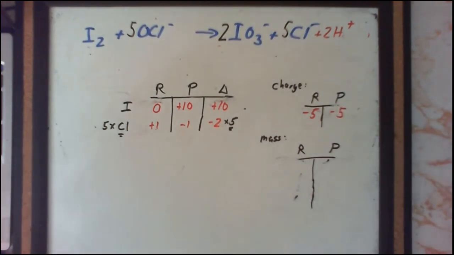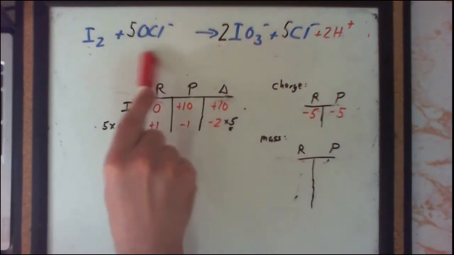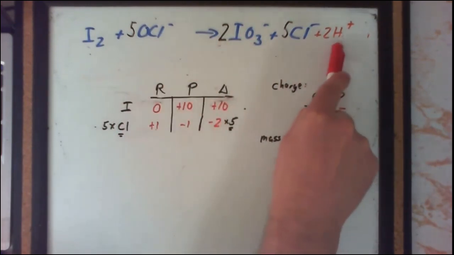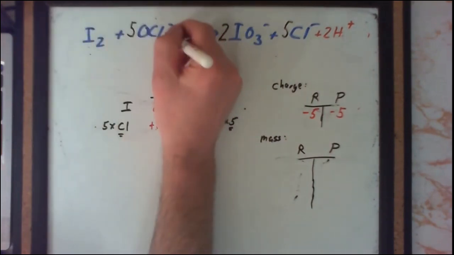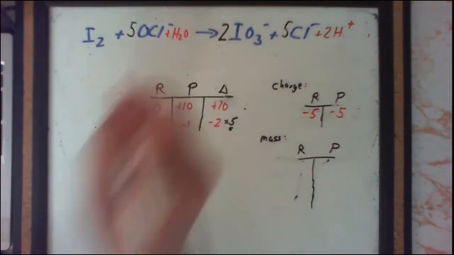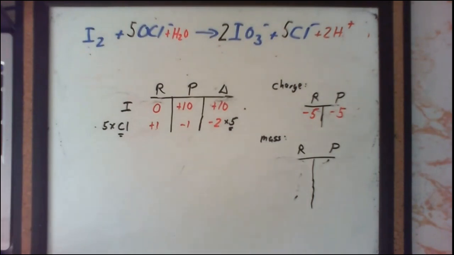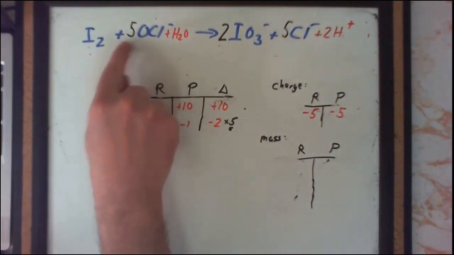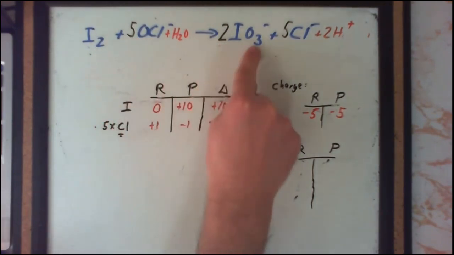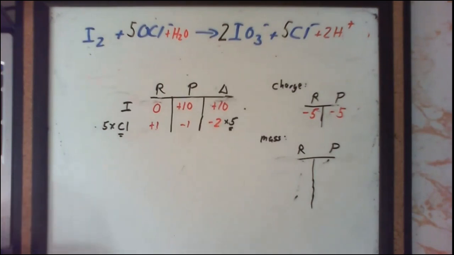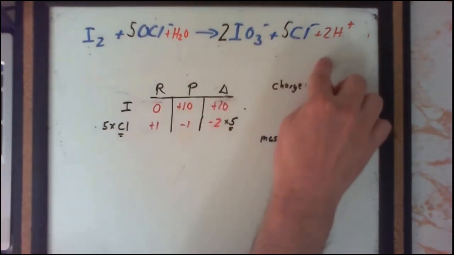And then I balance the hydrogen atoms by adding water molecules. I have 0 hydrogen atoms currently on the reactant side, 2 on the product side, so I need to add 1 water molecule to balance the hydrogen atoms. And by doing so, I should have also automatically balanced the oxygens. So we have 5 oxygens plus 1 is 6 oxygens. Then we have 2 times 3, which is also 6 oxygens. So now I have my overall balanced redox reaction.